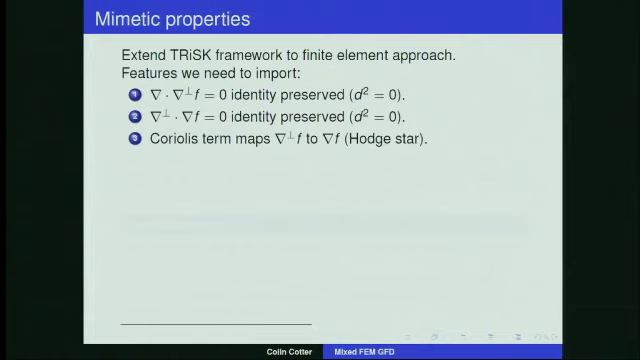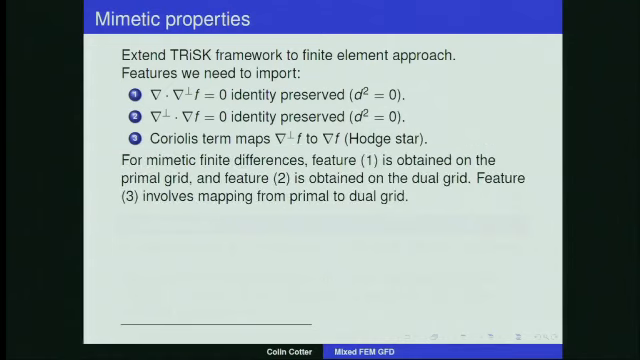And then a third property that is required in the proofs is that if you start with a skew gradient of a function, then the Coriolis term maps that into a gradient function. That's the third kind of ingredient that's built in there. So we need to copy all of those things in a finite element framework. I'll show you how that's going to work.